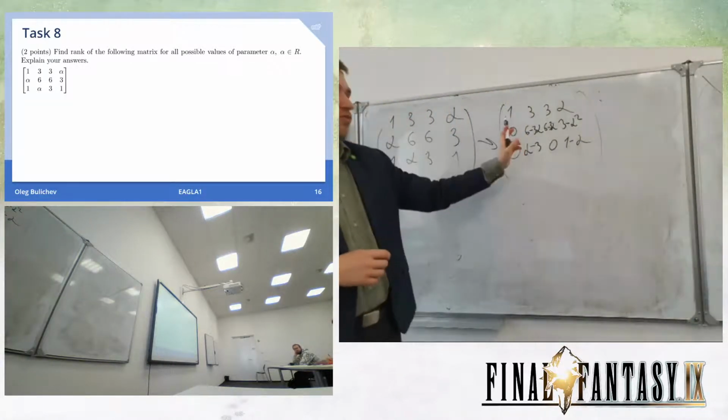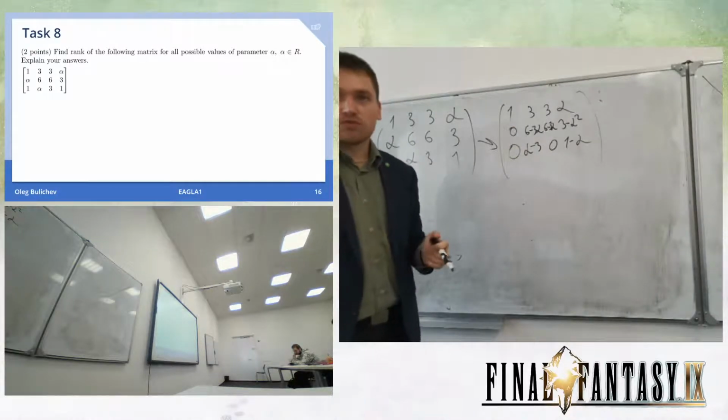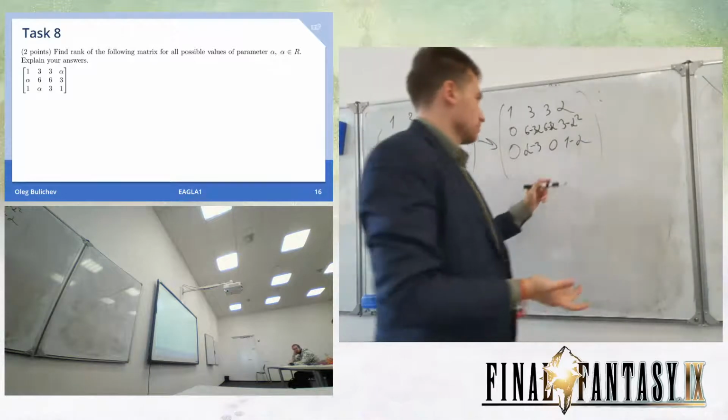Will rank change if we swap two columns? No. No. If you don't know, check it at home again. I'd like to swap it.